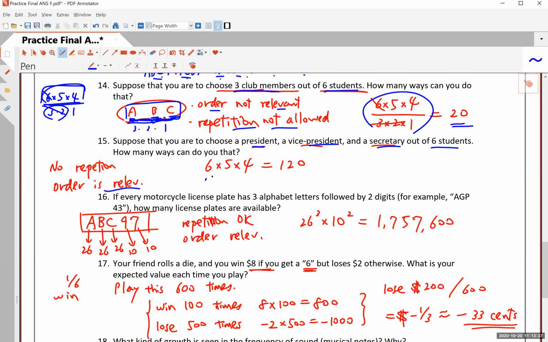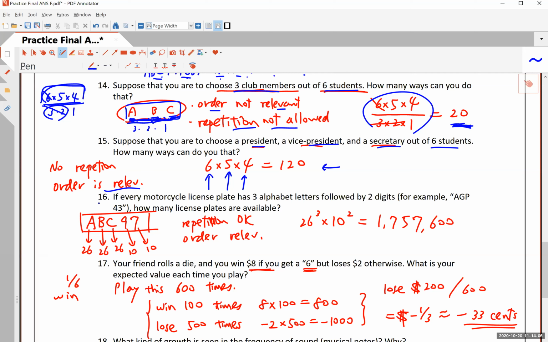Okay, so 6 ways to choose the president, 5 to choose the vice president once the president has been picked, and then 4 to choose the third person, secretary, once the president and the VP have been chosen. So you just multiply them out, you get 120 as your answer. Typically speaking, this is the number of permutations of 3 out of 6. And the number of permutations is often very much larger than the number of combinations.